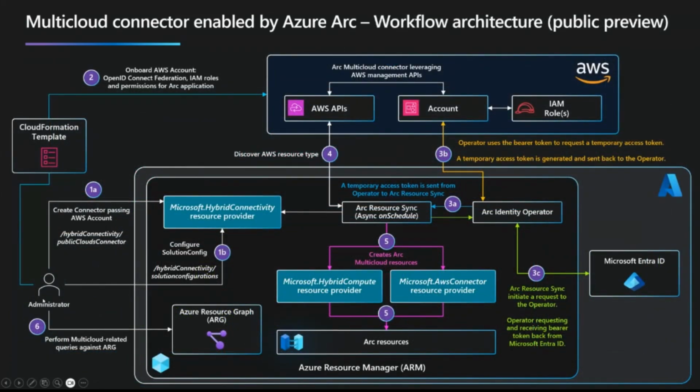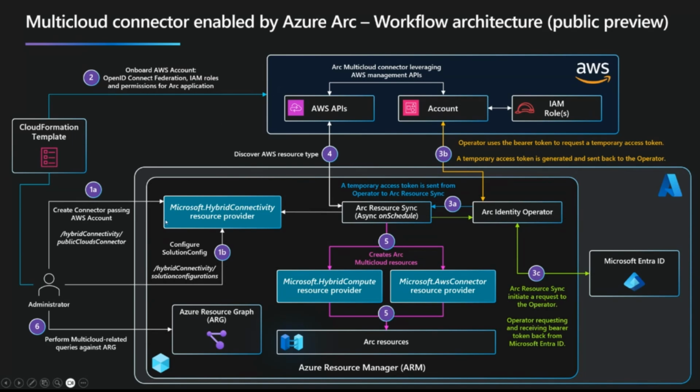So as you saw, as a cloud admin, I went through and created that AWS connector and my solution configurations. That's all stored inside of our hybrid connectivity resource provider. And before those were being created, I uploaded this CloudFormation template. This is really, once again, how we federate to AWS. And once that's created, that's where it gets stored.